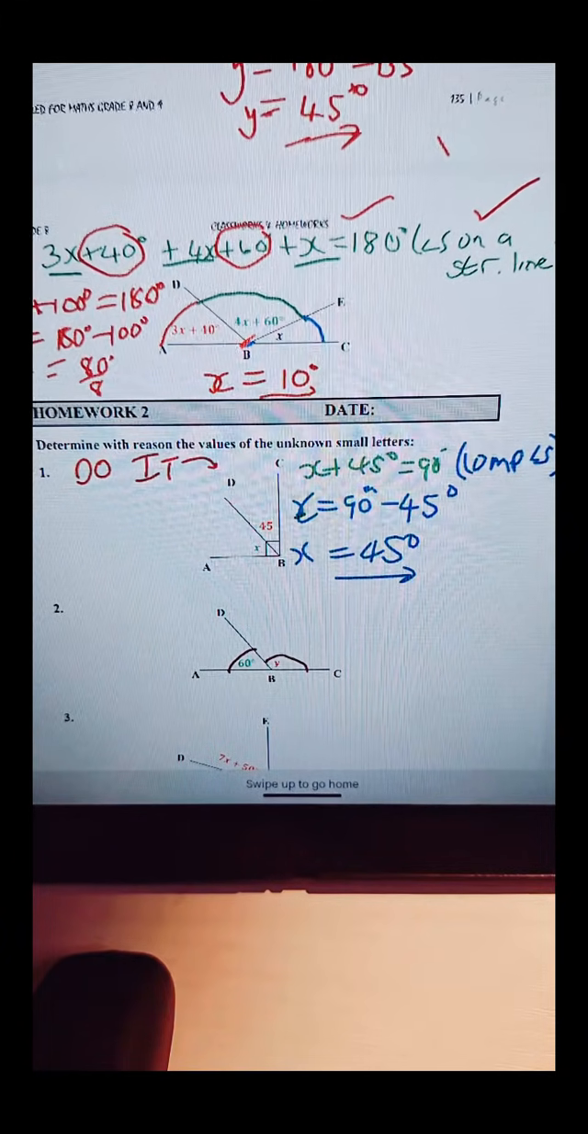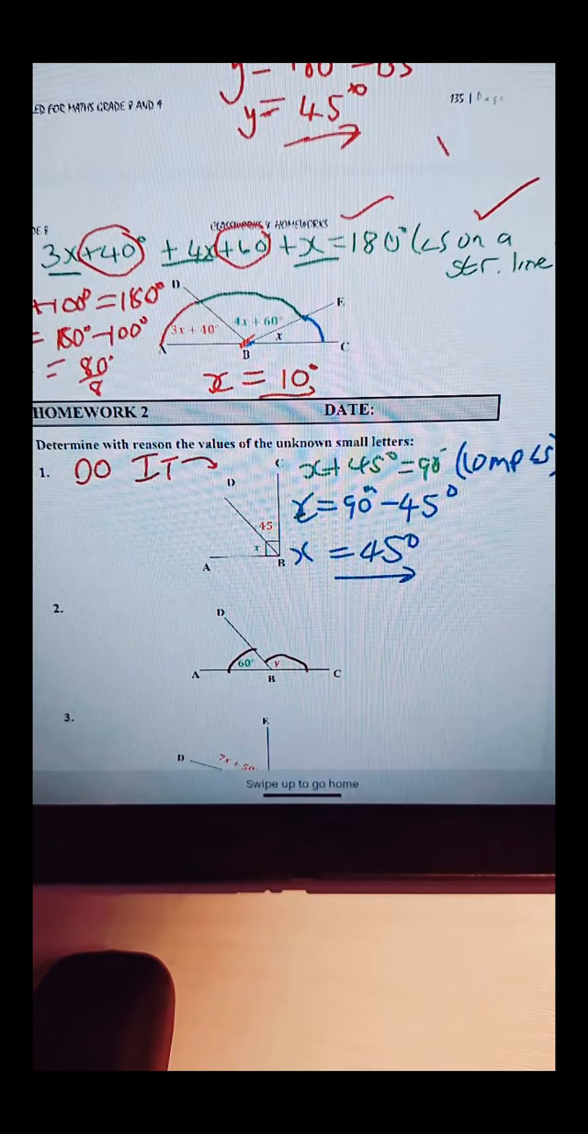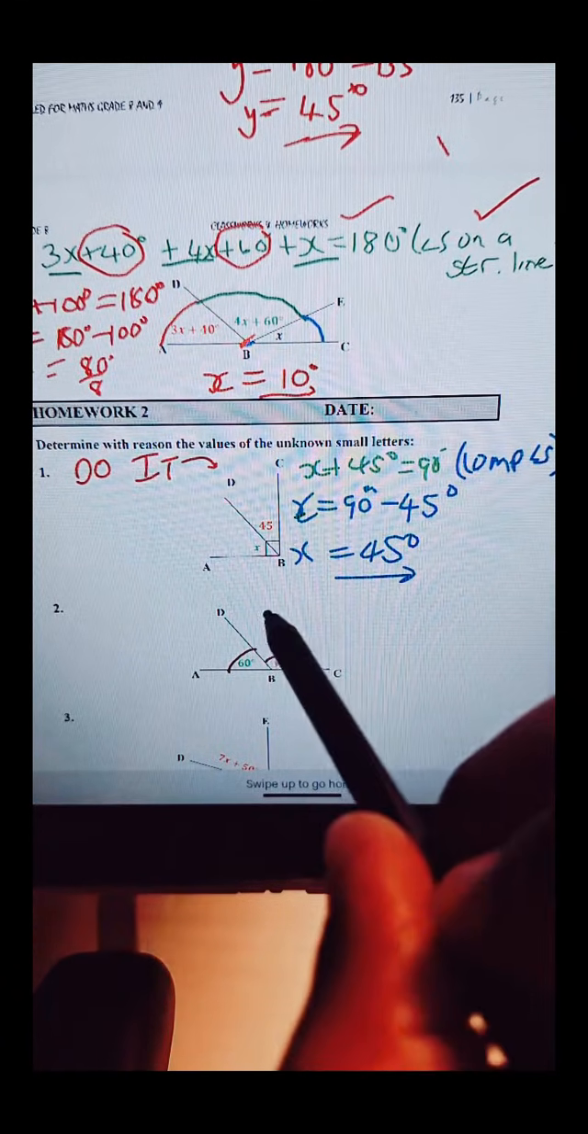Okay, we have y and we have 60 degrees. Grade 10, Ndalo, okay. All right.